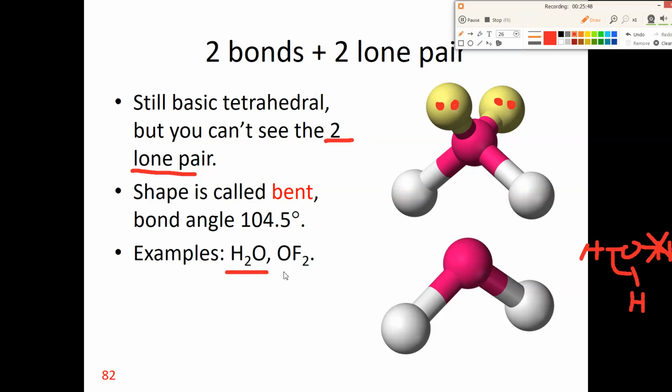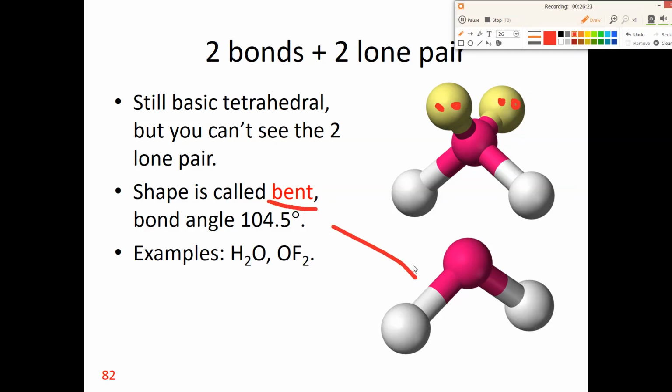So if we draw the electron dot diagram of water, you're going to know there are two lone pairs on oxygen, because we need to satisfy the octet for oxygen. There are two bonding pairs of electrons and two lone pairs of electrons, total 8 electrons. Right, because of the two lone pairs, water is called a bent structure.